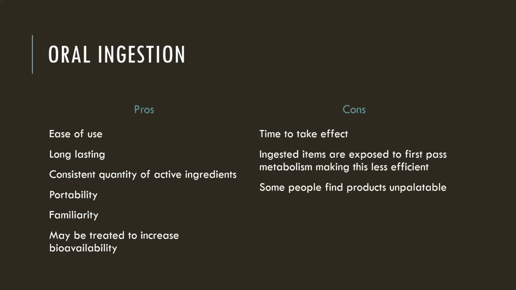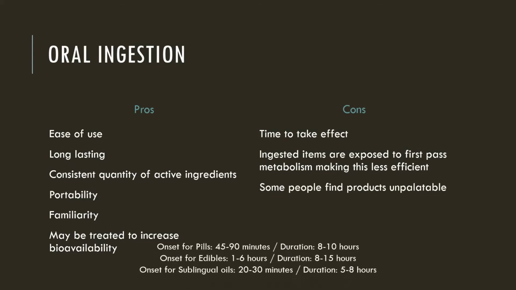In general, the onset for pills is between 45 and 90 minutes, and they may last between 8 and 10 hours. The onset for edibles is a little bit longer, between 1 and 6 hours, and for that reason they may also last longer, between 8 and 15 hours. While sublingual oils will take effect much quicker, between 20 and 30 minutes, their duration typically is also shorter, between 5 and 8 hours. But it is important to realize that these effects are unique to the individual and they may vary by person.